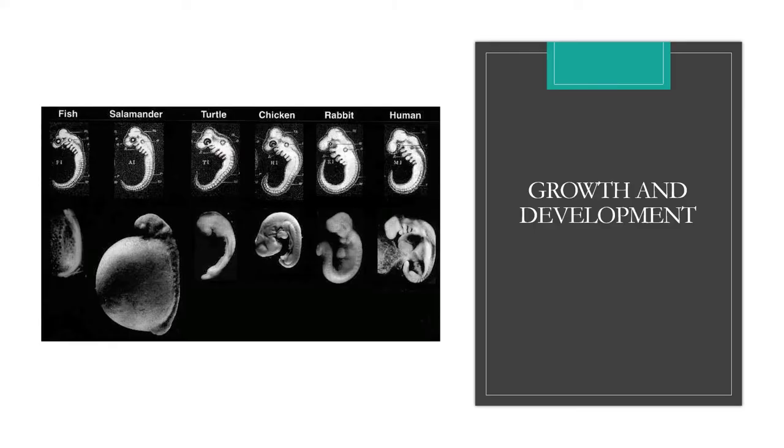Growth and development is the next category. So things that are alive will grow and develop. Some things are going to stay a single-celled organism, but they can grow and develop regardless. But here we have embryos of different animals: fish, salamander, turtle, chicken, rabbit, human. And this is showing a very early stage of development when we are an embryo.